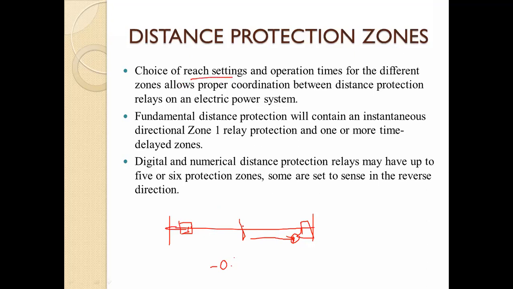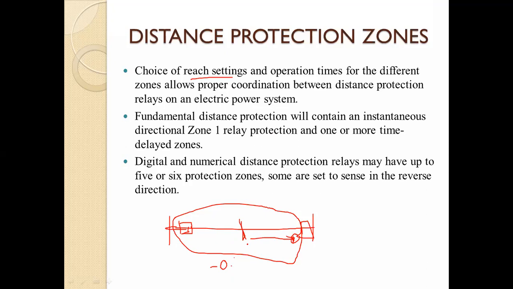Reach setting means at what percent of the line this fault will occur. We are considering that area, and that is called the reach setting. The operation times for the different zones allow proper coordination, which means we can easily detect these faults.